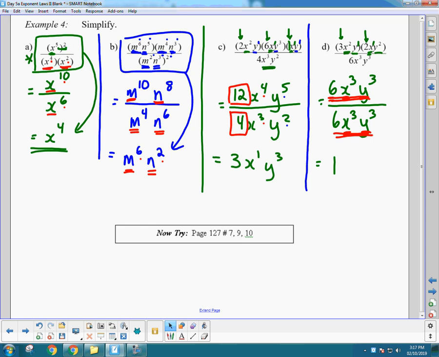So to practice these last ones, we can go to 127, number 7, 9, and 10. And I strongly encourage you to practice these exponent rules.